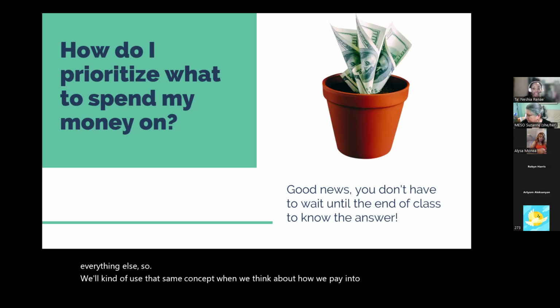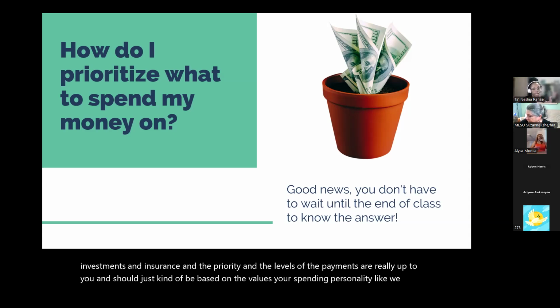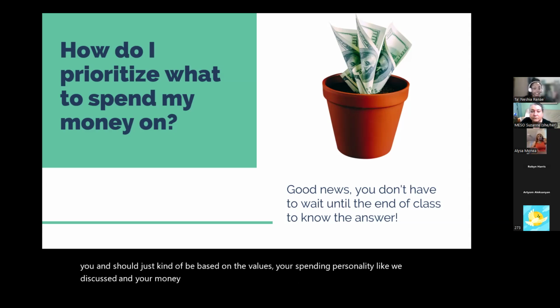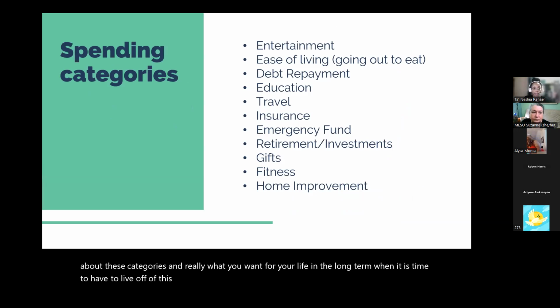savings, investments, and insurance. The priority and the levels of the payments are really up to you and should be based on your values, your spending personality, like we discussed, and your money mindset. So think about that when you start to think about these categories and really what you want for your life in the long term, when it is time to live off of this money.